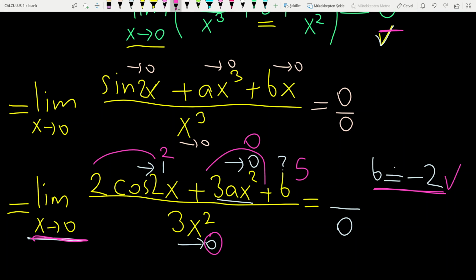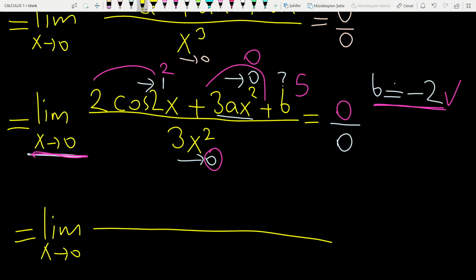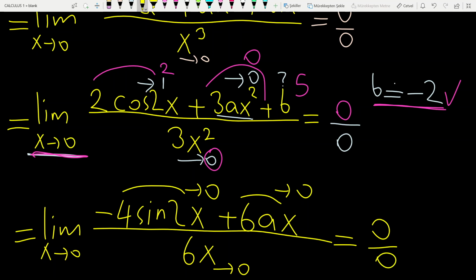Let's continue to apply L'Hopital's rule. One more step. If b is minus 2, then we have a 0 over 0 case again. So we can continue to apply L'Hopital's rule. The derivative of 2 cosine 2x is minus 4 sine 2x, plus 6ax. We don't have the b term here, the derivative of minus 2 is 0. The derivative of the denominator is 6x. Now let's look at what's happening here. When x tends to 0, this part tends to 0, right? This part tends to 0. The denominator tends to 0. We again have a 0 over 0 case.